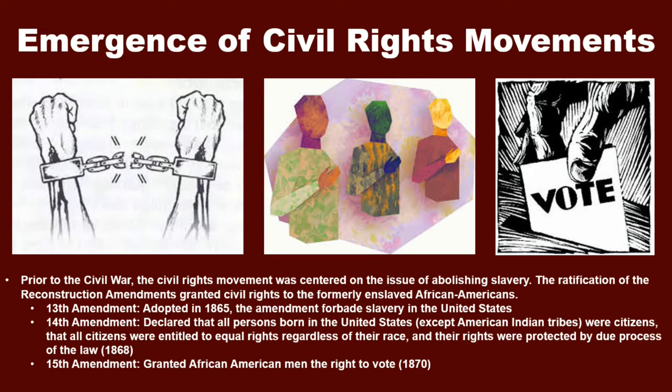Then you have the 14th Amendment that is going to declare all persons born in the United States, except at the time American Indians, citizens. Today American Indians are included. So all people born in the United States are citizens, and as citizens they are entitled to equal rights regardless of their race. And their rights are protected by due process of the law. So if you were born in the United States, no matter your race, you have equal rights and those rights are protected. And then we have the 15th Amendment, which is going to grant African American men the right to vote.